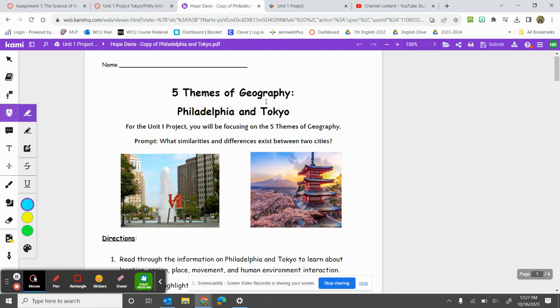You can do this 2 ways. You can read it online, highlight, and take your notes on Kami, or if you prefer to do it on paper, that's fine too. Either way, you're going to follow the next few steps.